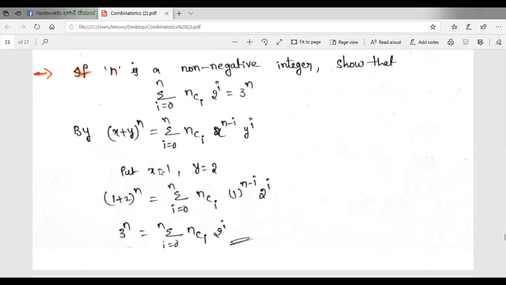So we substitute these values in the statement of the binomial theorem. We get (1 plus 2) whole power n is equal to summation i is equal to 0 to n, nCi 1 whole power n minus i, 2 power i. Okay. So 1 plus 2, that is 3 power n, is equal to summation i is equal to 0 to n, nCi, 1 power anything is 1, so 2 power i. This is our required proof. Okay.